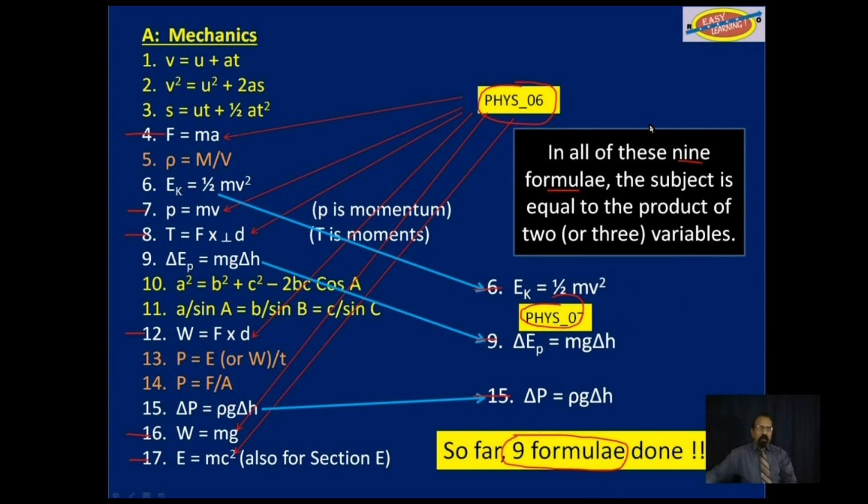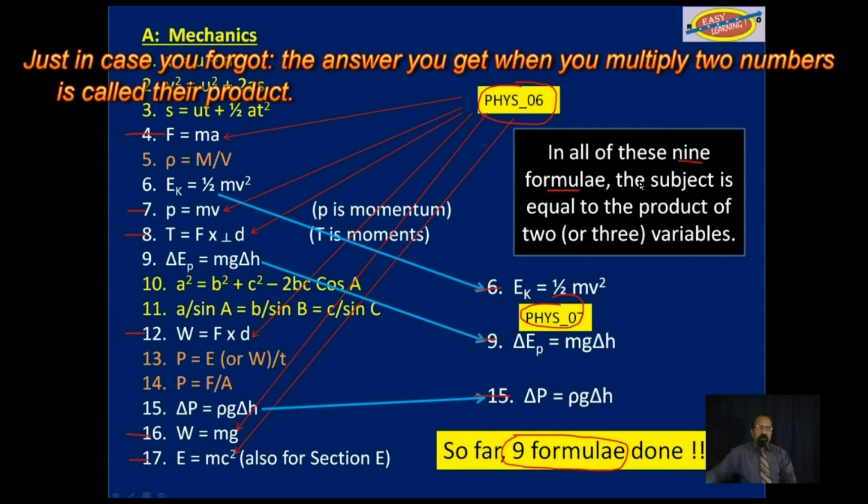All of these 9 formulae make use of a format such that the subject is equal to the product of 2 or 3 variables. For example, in F is equal to MA, notice F is equal to M multiplied by A. And furthermore, in number 7, P is equal to MV. That is to say, P is equal to the product of M and V.